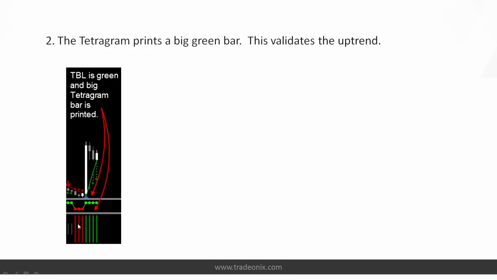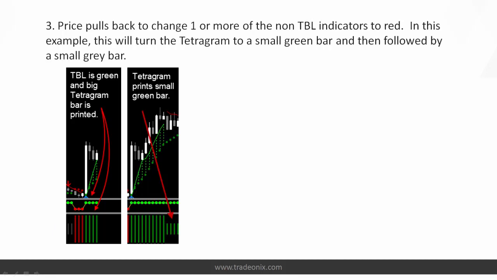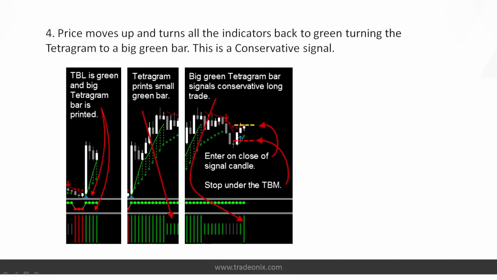In this example, the TBL turns green and the tetragram bar turns big and green at the same time. Price pulls back to change one or more of the non-TBL indicators to red. In this example, it will turn the tetragram to a small green bar, and then this will be followed by a small gray bar. What happens here is the price drops below the TBS, and that changes the tetragram bars to small green bars. Price moves up and turns all the indicators back to green, turning the tetragram to a big green bar. Now, this is the conservative signal.